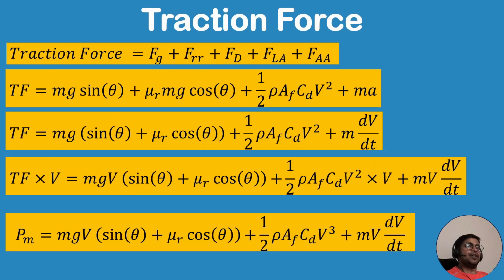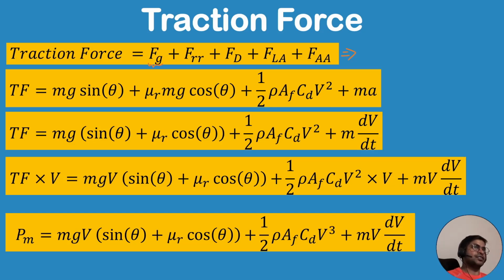So remember this expression where we wrote that the total traction force, or total upward force from the motor, will be equal to all the resistance forces which are coming on the vehicle. What are the resistance forces coming on the vehicle? The first resistance force is the gravitational resistance force. When the vehicle is trying to climb on the road, gravity is trying to pull it back.